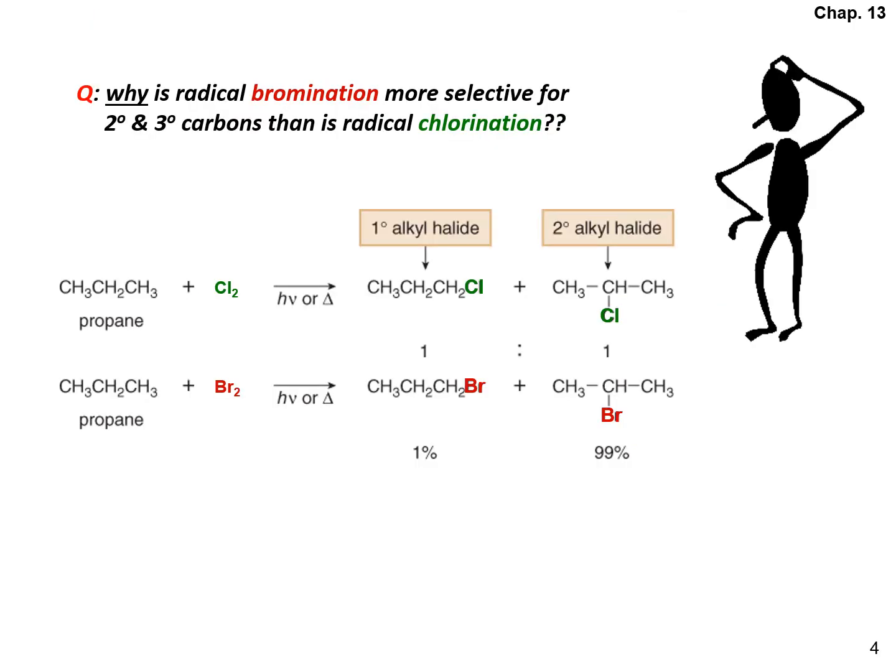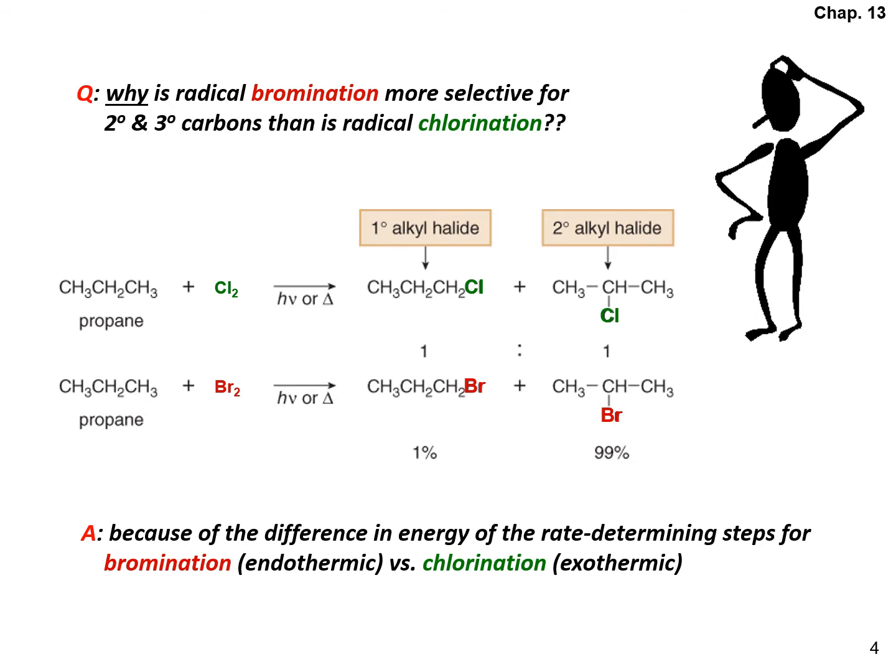When we compare free radical chlorination versus bromination, we find that bromination is much more selective than chlorination for the more substituted carbon. So the question is, why is radical bromination more selective for secondary and tertiary carbons than free radical chlorination? And the answer is because of the difference in energy of the rate determining steps between bromination and chlorination. Bromination, it turns out, is an endothermic process, and chlorination is an exothermic process.